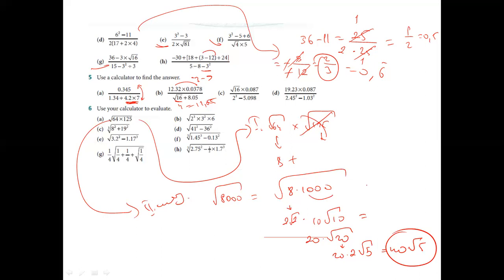Now let me check with a calculator the square root of 8,000. Yes, approximately, because of that, we haven't seen any answer is about the small number. That's why the answer approximately is equal to... The square root of 5 is more than 2 and less than 3, 2 point something. And when you times with 40, the answer maybe 89 point something.